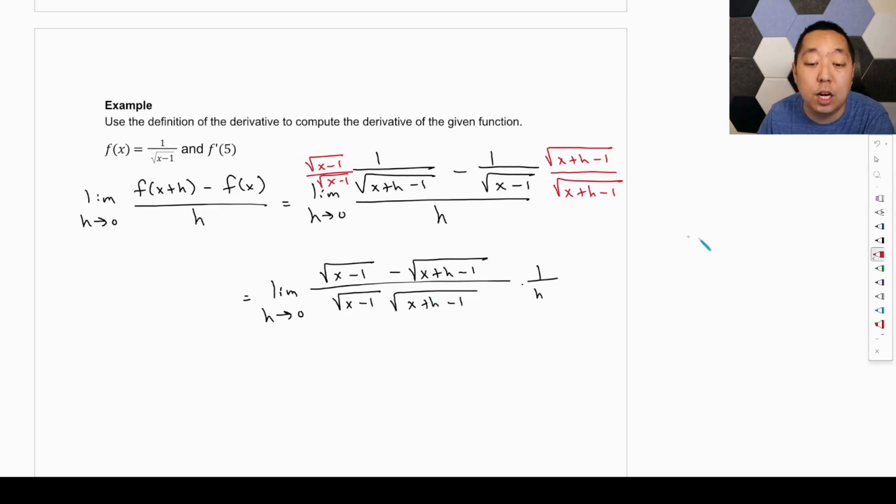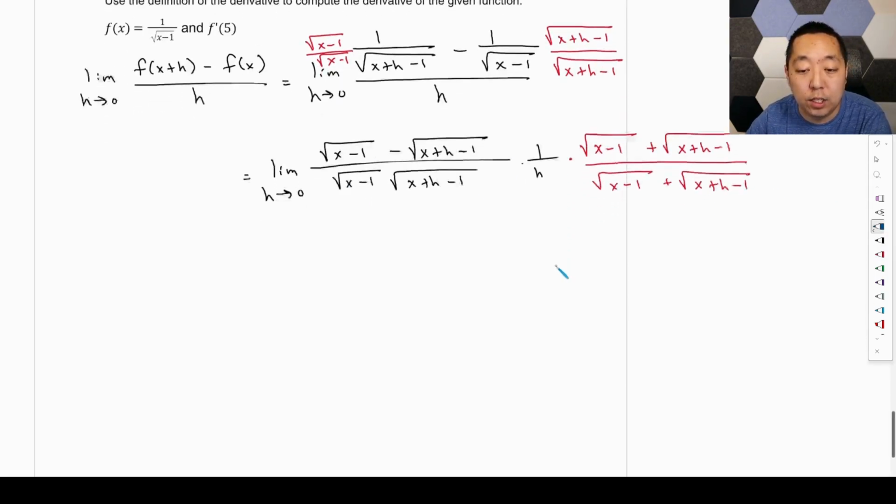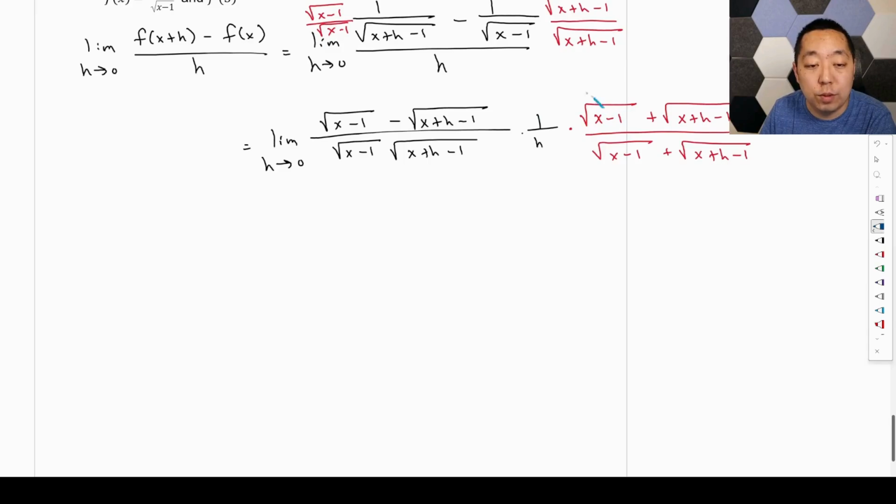This is where we're going to use conjugates. Square root of x minus 1 plus the square root of x plus h minus 1. And we've got to multiply the denominator by the same thing. Now, why do we do this? Why is this helpful? Well, just like we did with the limits before, we do the conjugates because when we FOIL them out, it will get rid of the square roots and allow us to factor and simplify things.